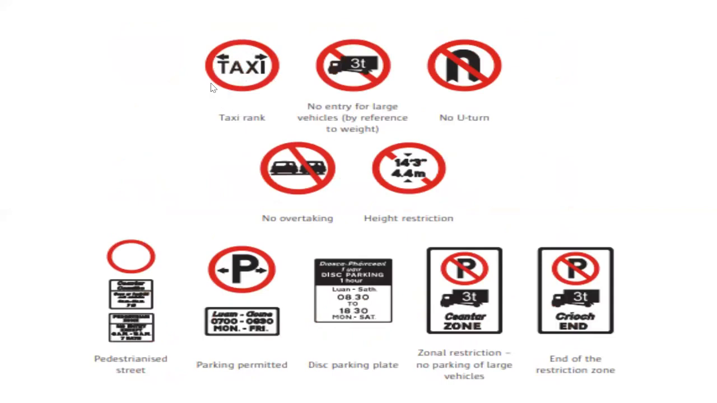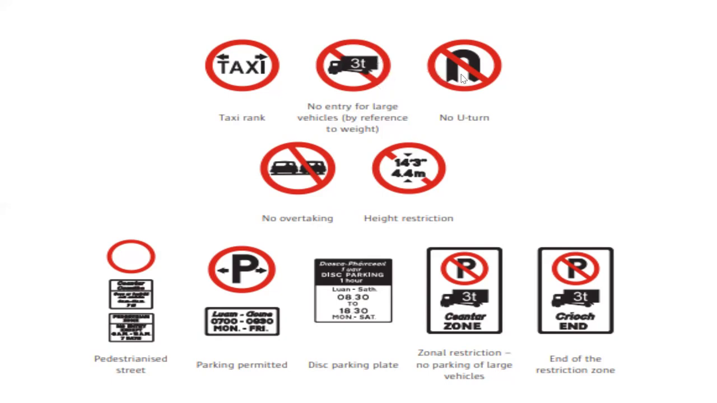Taxi rank, pretty straightforward. Now this one, 3 and a T. If it says a number with the T, we know that T stands for tons. So it's the weight of a vehicle we're looking for. If it's a picture of a truck with a 3 and a T, with a line going through it, that's basically saying no entry for large vehicles. So no entry for vehicles 3 tons or over.